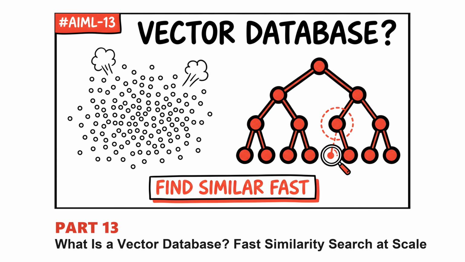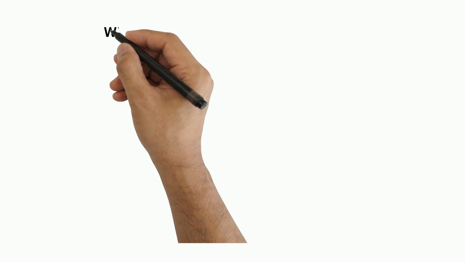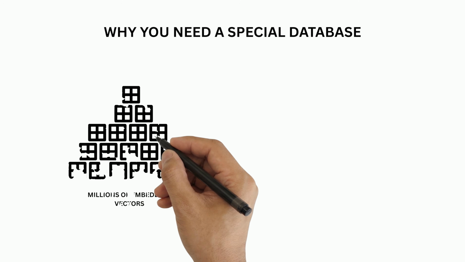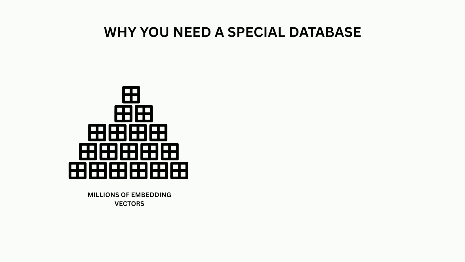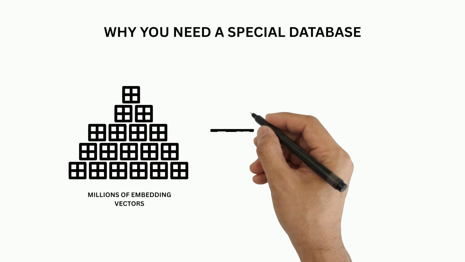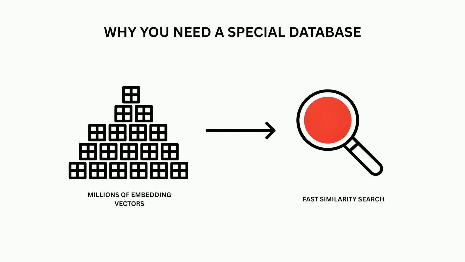Part 13. What is a vector database? Last video, we ended with a question. Once you've turned millions of pieces of text into embedding vectors, where do they actually live? A regular database built for exact matches and simple filters isn't built to answer, find me the vectors closest to this one across millions of entries fast. That's exactly the problem a vector database is built to solve.